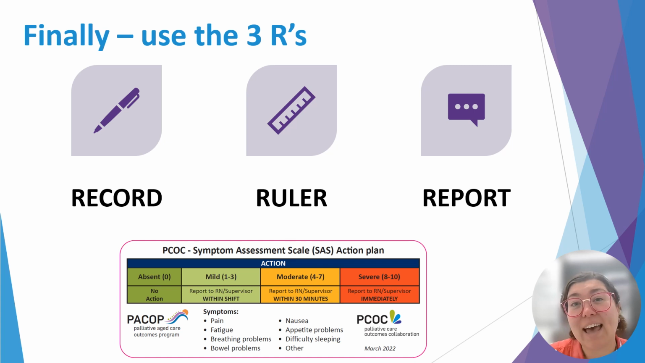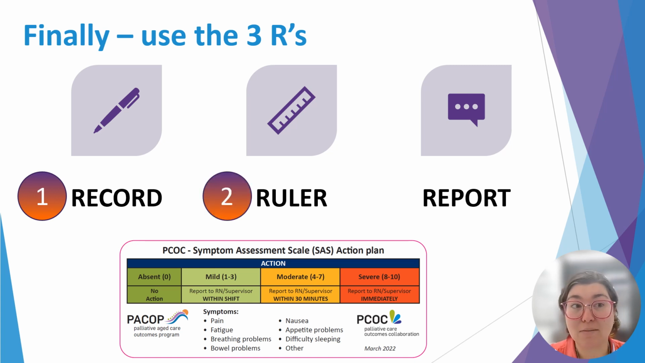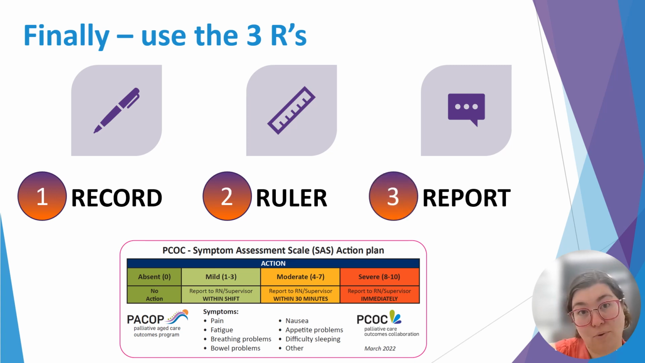So finally, our take-home message for this quick little session is record, ruler and report. Record the SAS scores on the form system, use the ruler to determine the right action and report to your supervisor as per the ruler.